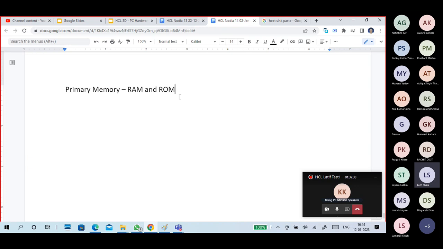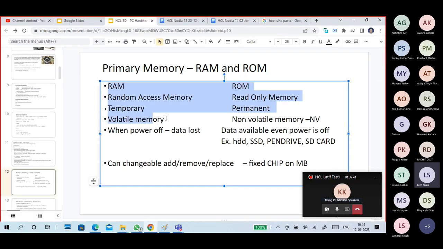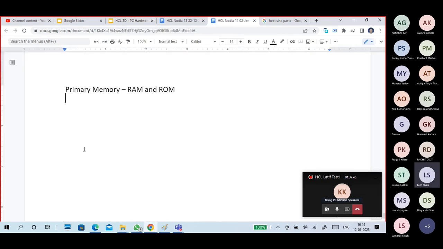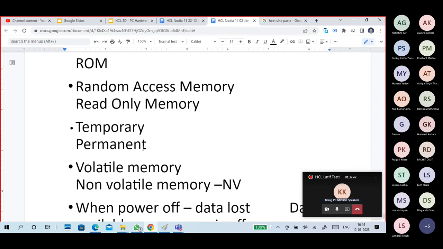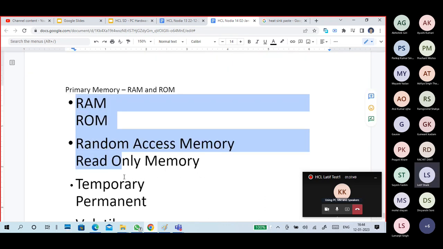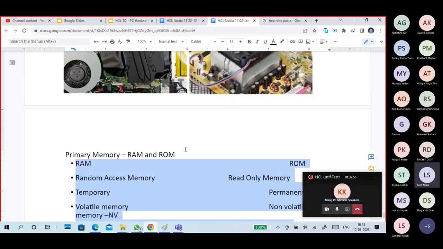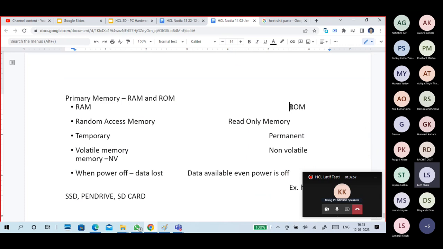Primary memories are RAM and ROM, guys. What is RAM? Random access memory. ROM is read-only memory. RAM is a volatile memory. ROM is a non-volatile memory.